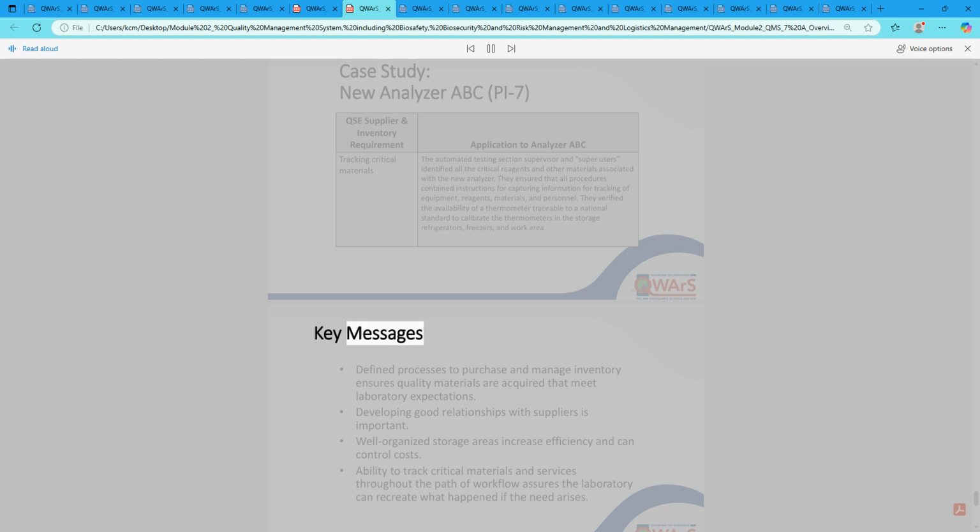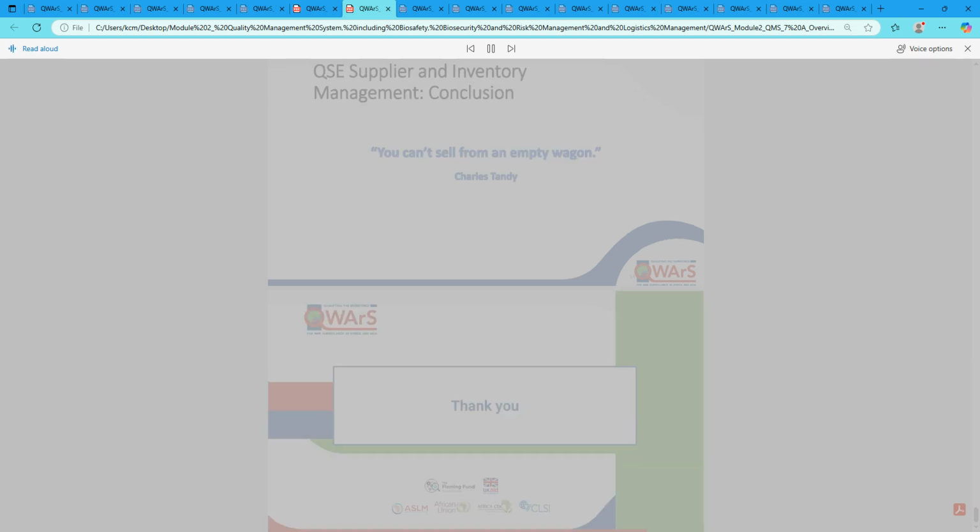Key messages. Defined processes to purchase and manage inventory ensure quality materials are acquired that meet laboratory expectations. Developing good relationships with suppliers is important. Well-organized storage areas increase efficiency and can control costs. Ability to track critical materials and services throughout the path of workflow assures the laboratory can recreate what happened if the need arises. QC supplier and inventory management.